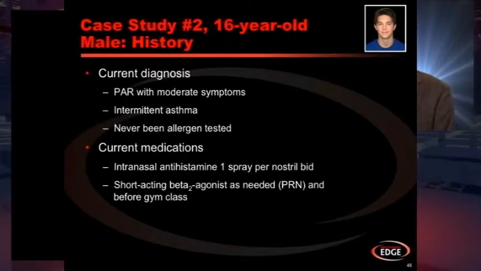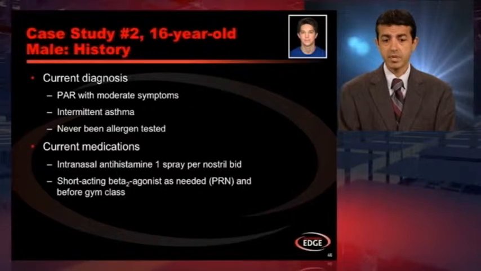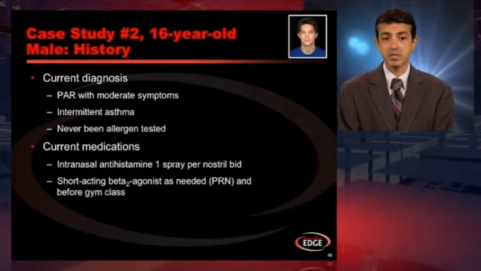So summarizing this patient, we have a 16-year-old male, current diagnosis of perennial allergic rhinitis with moderate symptoms. This patient also has what sounds like intermittent asthma. Patient's never been allergy tested. Current medications include intranasal antihistamines, 1 spray per nostril twice a day, and short-acting beta agonists before gym class or with symptoms outside of exercise. And in this case, there's been increased use of the short-acting beta agonists.